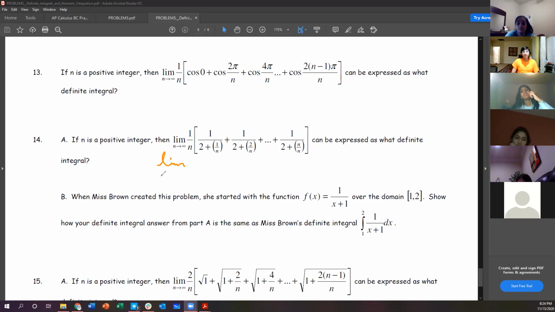Okay, can someone walk me through this? I just want to make sure we're getting this. That's all. Which one are we doing? Number 14. Are we doing A or B? A first, and then we'll do B, because you can do it both ways.